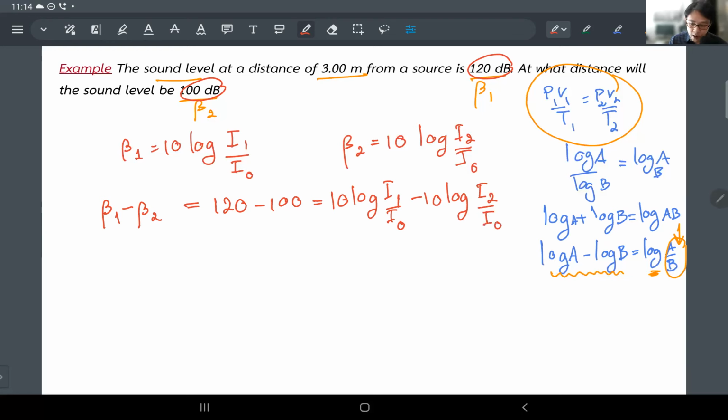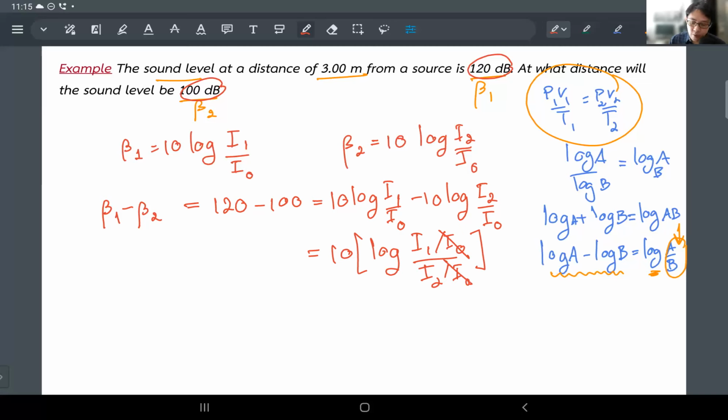All right, I can pull out the common factor, the 10. And now you have two logs doing the subtraction, so you can pull them into one and take the ratio. You still follow so far? All right. So for the difference of two logs, I just take the argument and do the division. And of course, the I0 will disappear, so you're left with just I1 over I2. Is it good? All right.